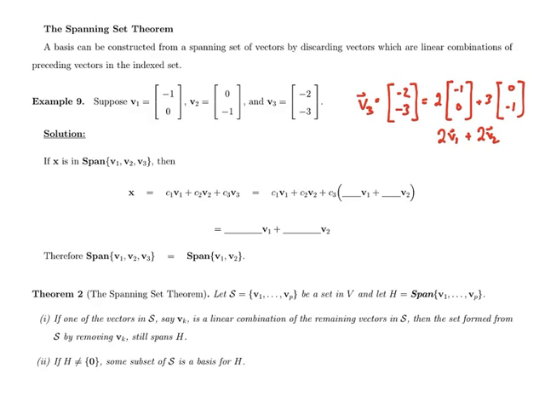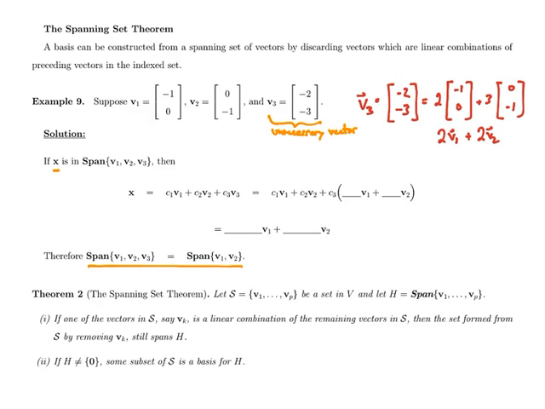So to show that, we're going to say let x be any vector in that spanning set. And we can show that we can rewrite it instead just in terms of v1 and v2. We're going to show that the span of v1, v2, v3 is equal to the span of v1, v2. We don't need that v3 vector; it is an unnecessary vector for the span.